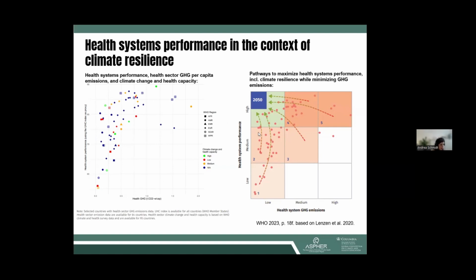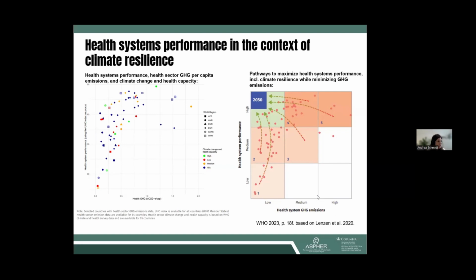If we look on the right graph, it's a bit clearer because we have here the different pathways for our health system in moving towards low carbon pathways. And we can see that we have a low emission area with low performance. This is the number one on the graph. But we have also the green spot, which is basically the area where we want to move, the area of high health system performance with low emissions.